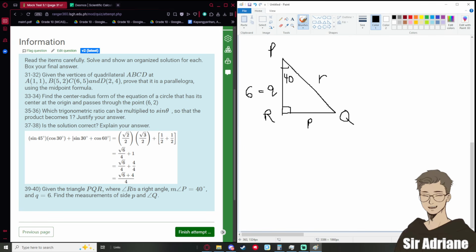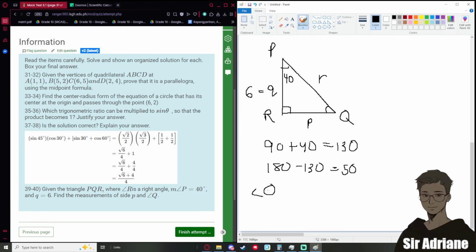You can actually solve for Q first because that's the easiest one. The sum of all the internal angles of a triangle is just equal to 180. So this is 90 and 40. So 90 plus 40, that is 130. Now we subtract this from 180, we get 50. So the measure of angle Q is 50 degrees. So that's one final answer.